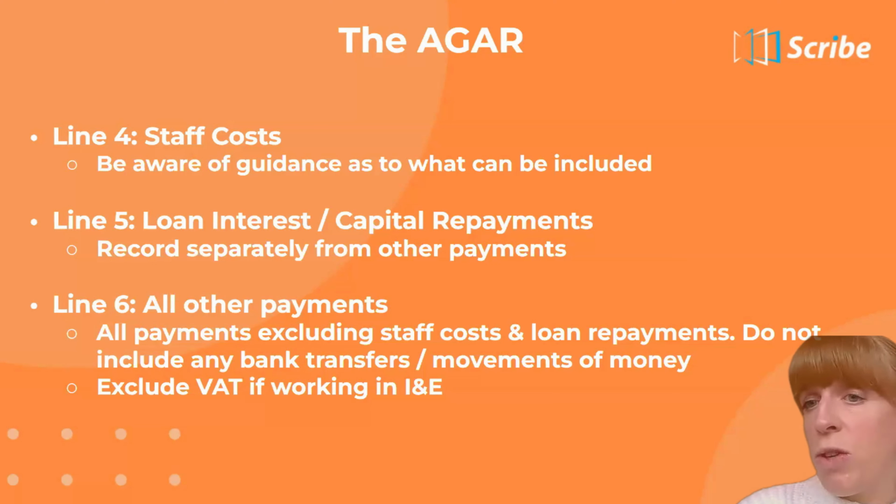So the same things are true that I mentioned when we talked about other receipts. So no bank transfers, movements of money, and no VAT if you're working in I&E. And again, if you are refunding a customer and you've paid them some money because they've overpaid you or they cancelled the service you were providing, remember that's a reversal of a receipt entry. It's not a payment, despite the fact that on the bank statement it's a payment going out. It's actually a correction of income that you'd had before. So be mindful of that again.